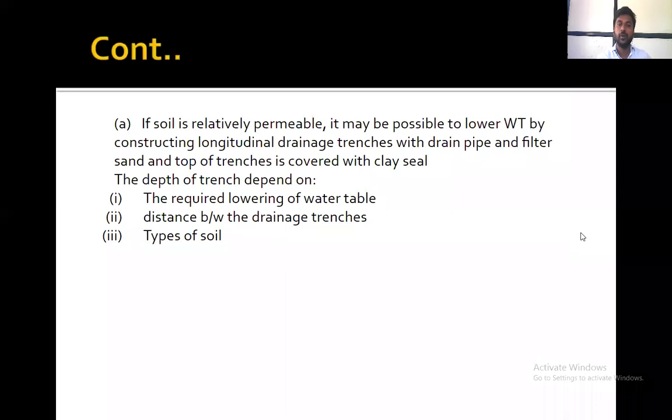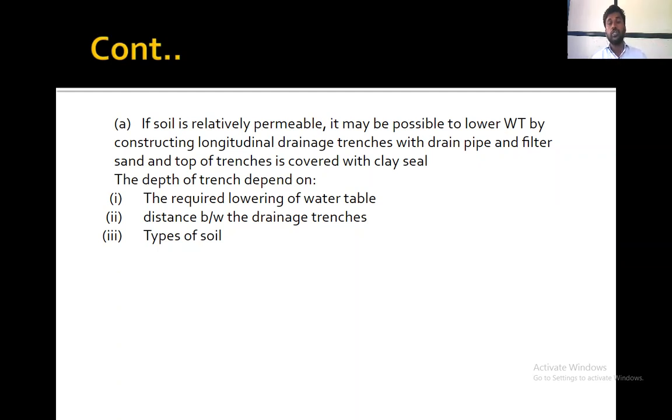And also if the soil is relatively permeable, it may be possible to lower the water table by constructing longitudinal drain trenches. Okay, how can we lower the water table? By providing the longitudinal drainage trenches. Whatever water is there, you can collect it into the trench and then drain it out by providing pipelines and sand filters, and the top of the trenches is covered with clay. If we provide the trenches, the top of the clay layer we have to seal, and we have to provide the filter so that only water can enter. The soil should not enter into the drains. Then that drain water can be drained out by the pipes.